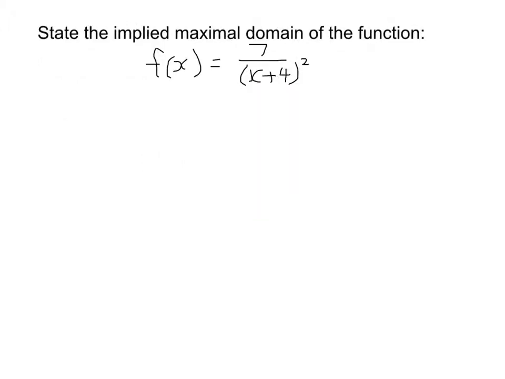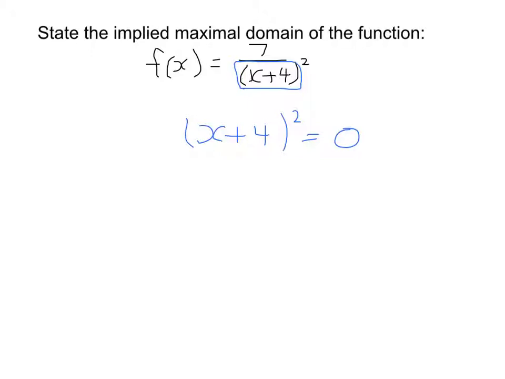State the implied maximal domain of the function. So when we're looking at an implied maximal domain, we're basically going to be looking for any natural restrictions that there could be within the function. In this instance, we have a little expression on the bottom of the fraction, and we're going to have issues if that is equal to 0. So basically what we need to do with this one is we'll get that bracket x plus 4 squared equal 0. That's going to be the problem we have because we can't divide by 0.